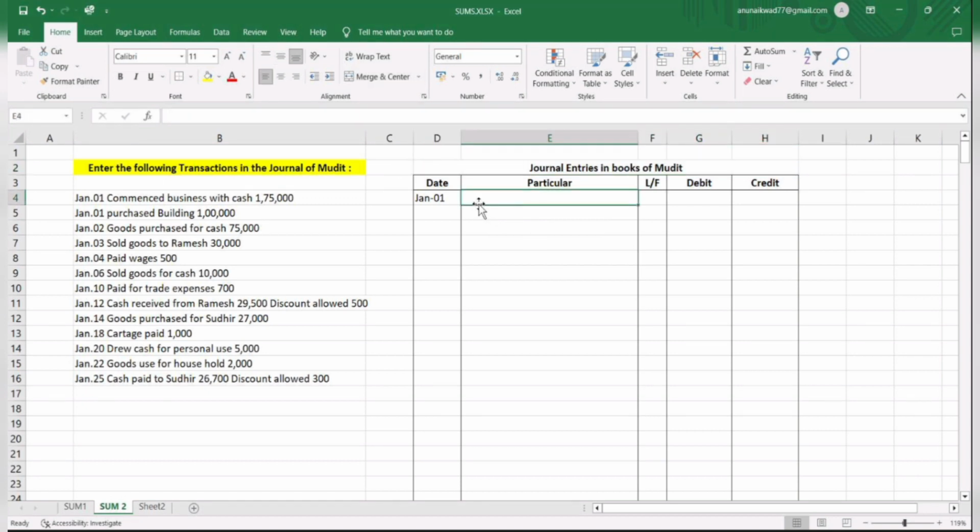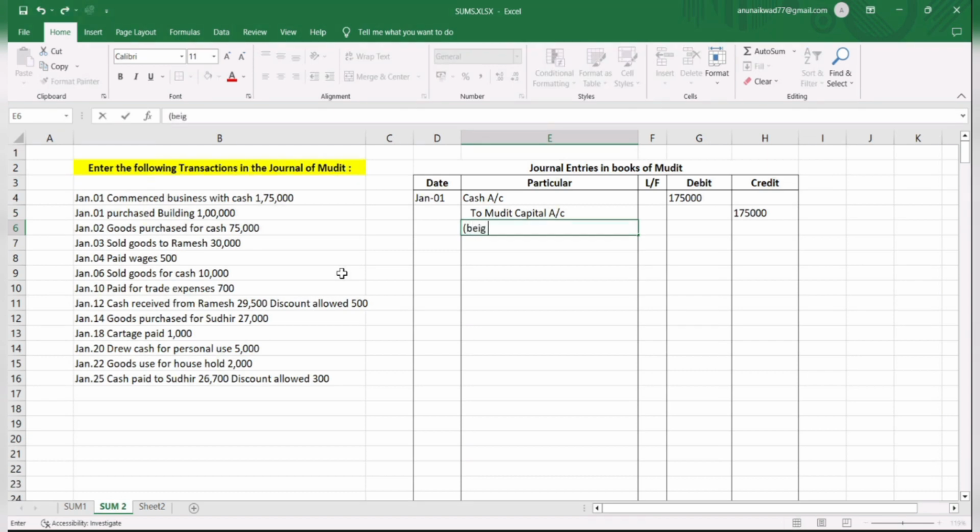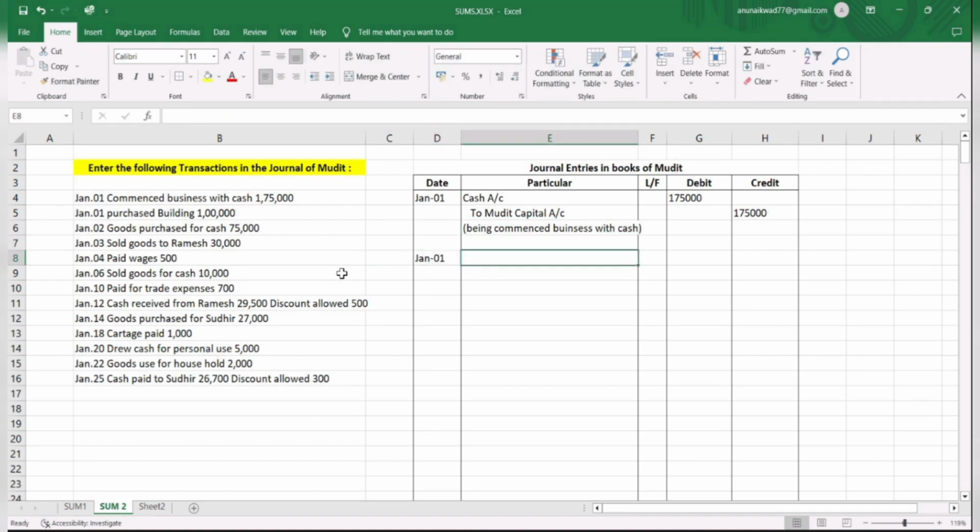Okay, Jan 1 we know commenced business with cash. Cash account is debited and Mudit's capital account is credited for rupees 1,75,000. Being commenced business with cash.